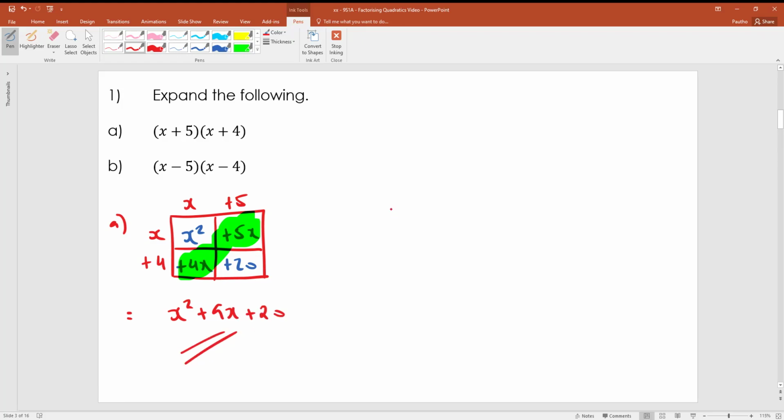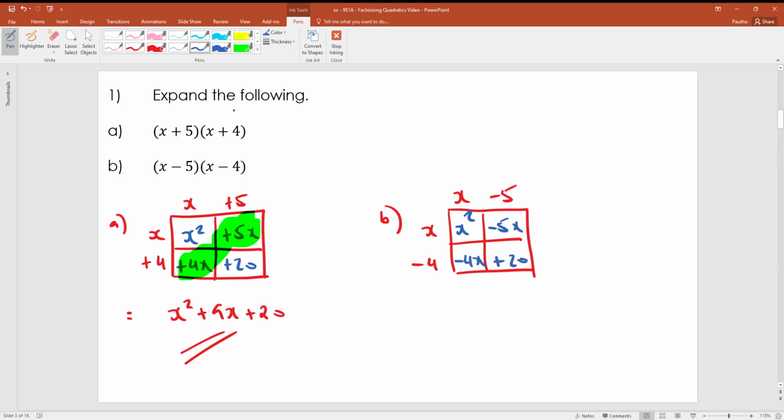First one's done. And part B is very similar. Just watch the negative numbers. Okay, so this time it's x take 5, x take 4. Well, that's going to be x squared. This will be negative 5x. This is negative 4x. And be careful, in this bottom right part of the grid, negative 5 times negative 4 is positive 20. And then we're done. You're going to get x squared, and this time negative 4x take away 5x is negative 9x plus 20.